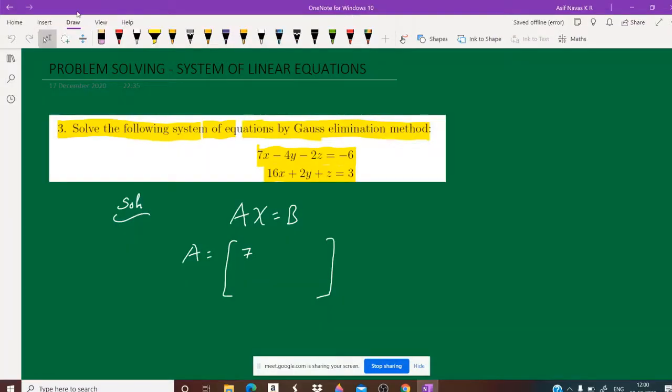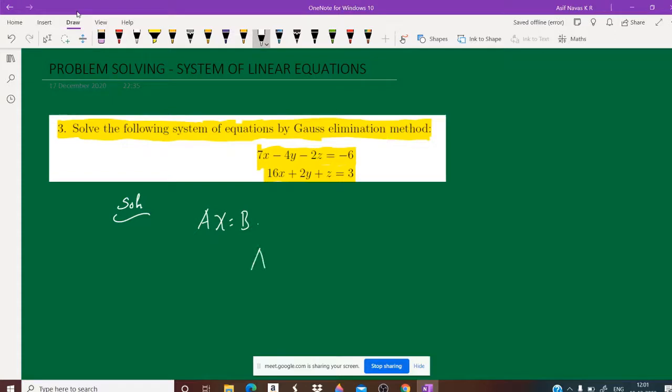Solving system of linear equations. The first problem is: solve the following system of equations by the Gauss elimination method. 7x minus 4y minus 2z is equal to minus 6, 16x plus 2y plus z equal to 3. So the first step is we will write it in AX equal to B form.